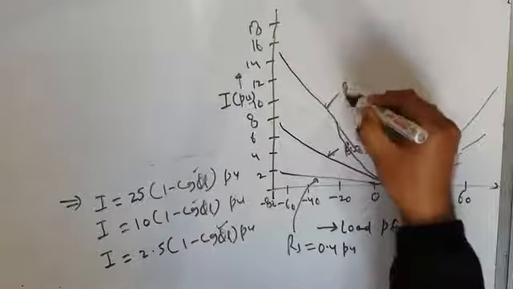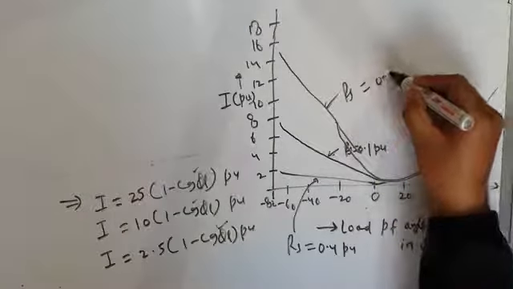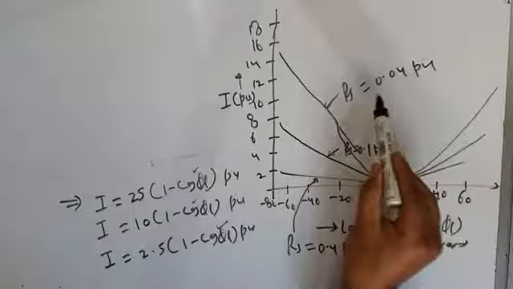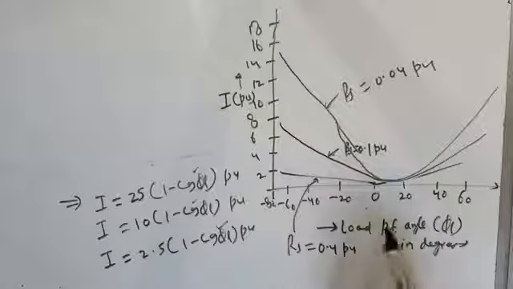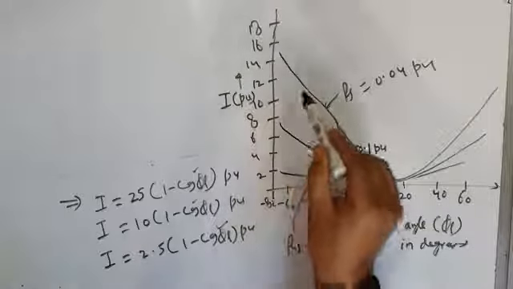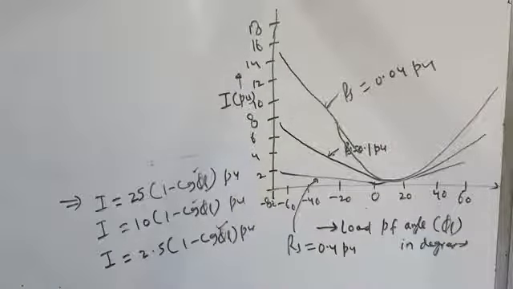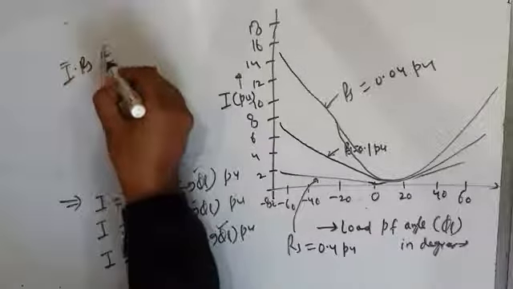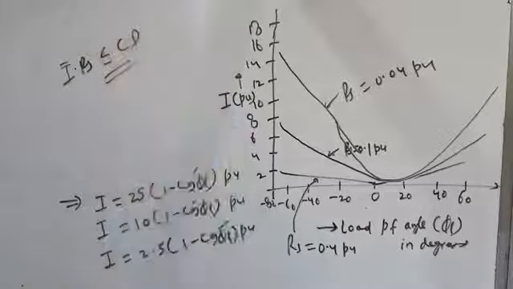This is for RS equal to 0.04 per unit. If your feeder resistance is very low, then depending upon the load power factor, a large current can flow in the system, and your DVR will successfully compensate the load voltage drops, and it will regulate the load voltage, because your I into RS will be less than or equal to CD, which is the limiting case.